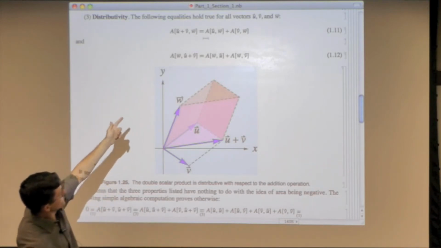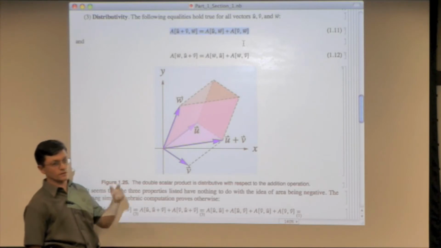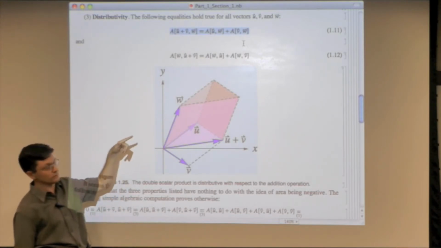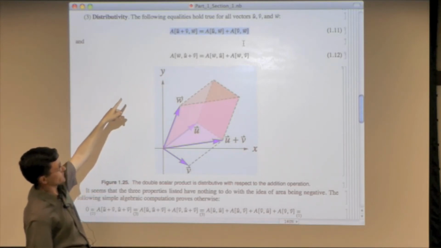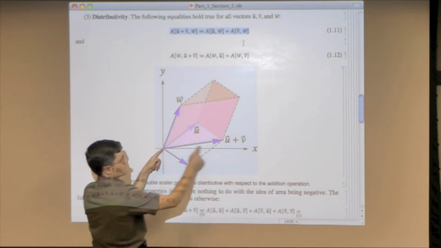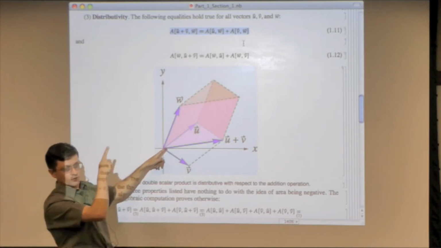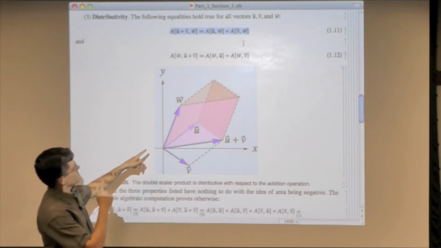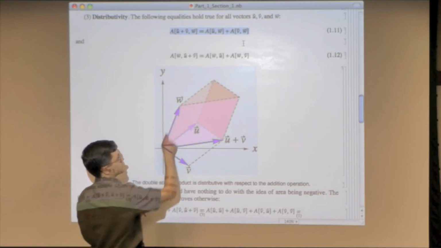And, well, is it really true that, let's say, for this one, let's check that formula, that area of u plus v and w is the same as the sum of those two areas. So let's check it geometrically. What's the left-hand side? This is u plus v, that is w. The area is this parallelogram, the pink one. Okay? And let's see what the right-hand side is. The area on u and w is this parallelogram.